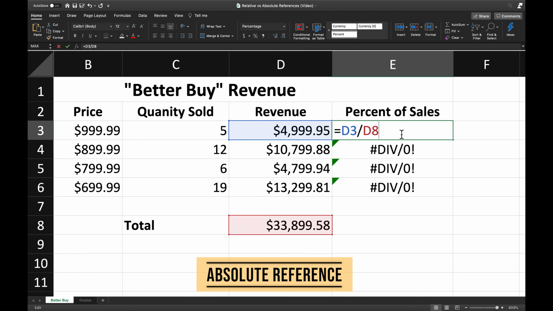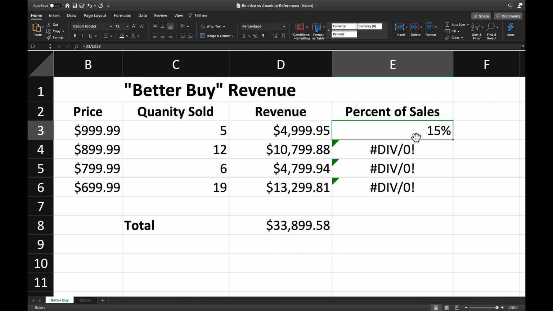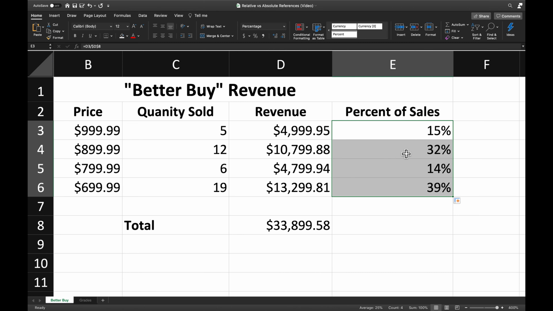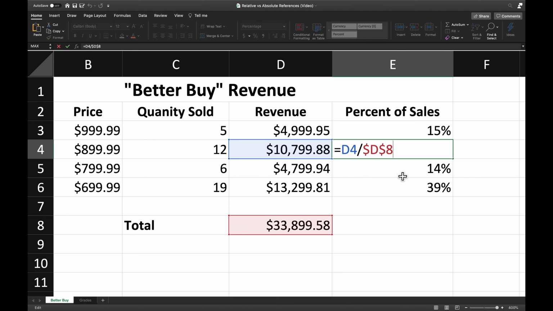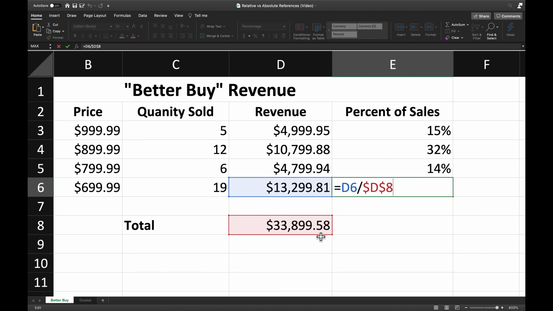Now, let's learn how to lock it. To lock this cell, put a $ sign before D and a $ sign before 8. Now, the cell is locked. No matter which way you autofill, either to the right or down, it will never leave D8. Now, let's autofill. It looks right, but let's click in here to investigate. You see how each of these revenues is dividing by the total. The total is not moving down because it is locked.